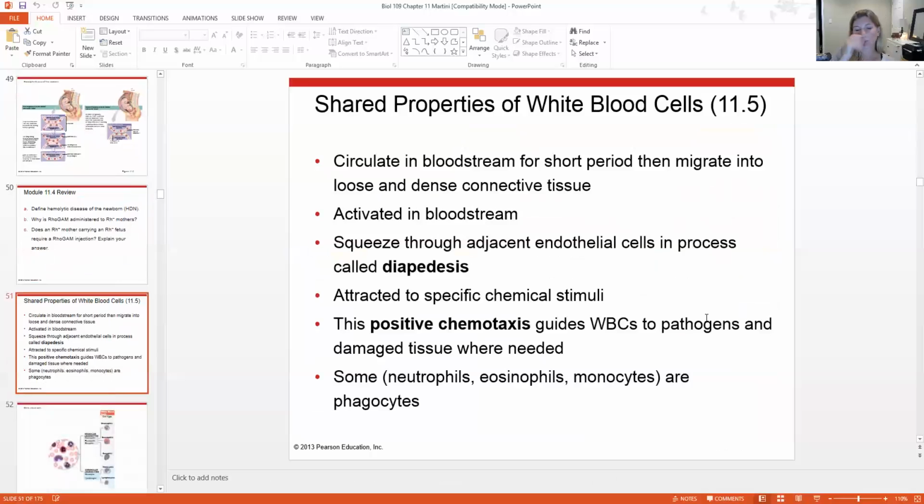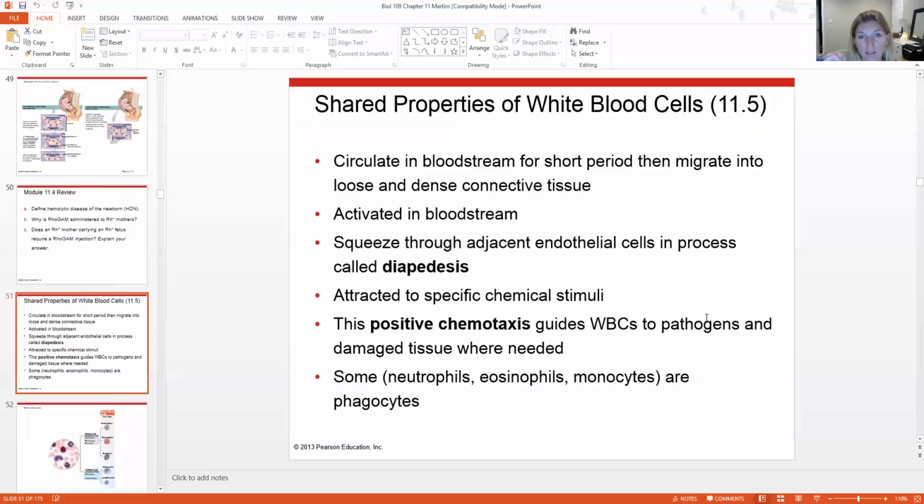Let's talk about the shared properties of white blood cells. White blood cells circulate in the bloodstream for a short period of time, then they go back to their loose or dense connective tissue. They kind of trickle out like little surveyors, and then they go back to where they live, and then they go out, and then they go back, right? They're activated in the bloodstream, so they can squeeze through special cells. They can attach to, and they're attracted by chemical stimuli. It's called chemotaxis. They're kind of like sharks sniffing out the blood in the water. It's kind of how white blood cells work.